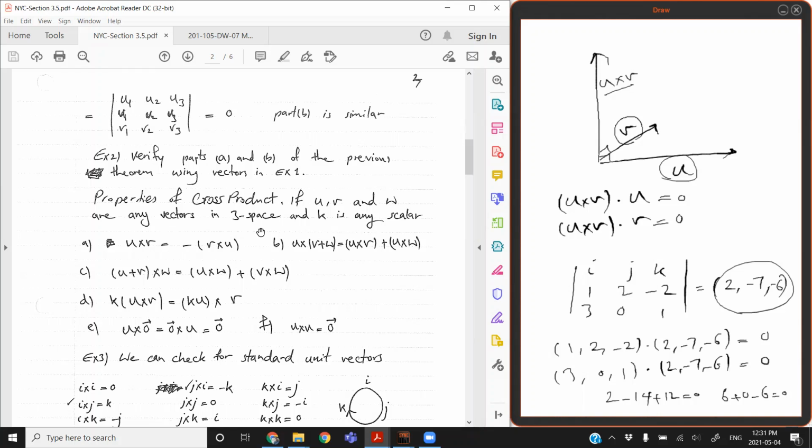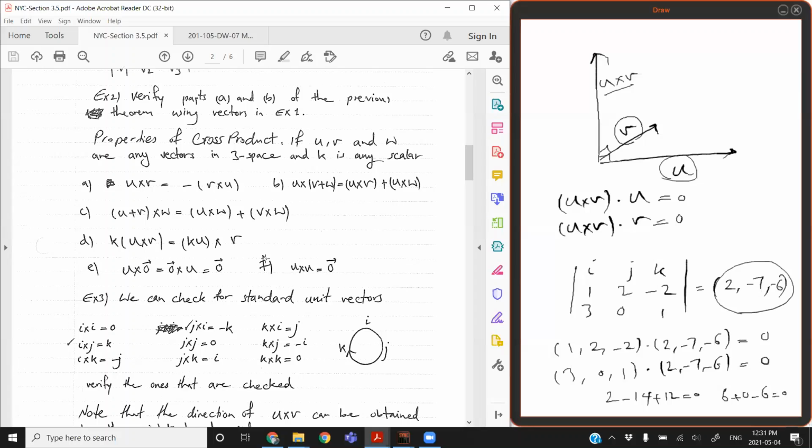Some other properties of the cross product. If u, v, and w are any vectors in 3-space and k is a scalar, we're going to have these properties. u cross v is going to be negative v cross u. This is something that I explained at the beginning.